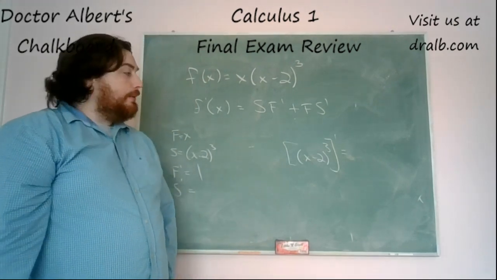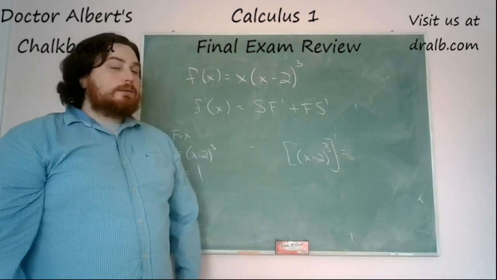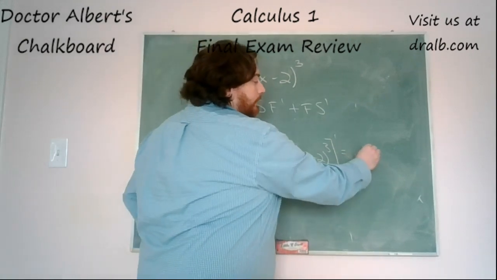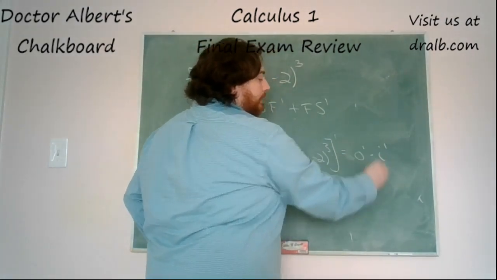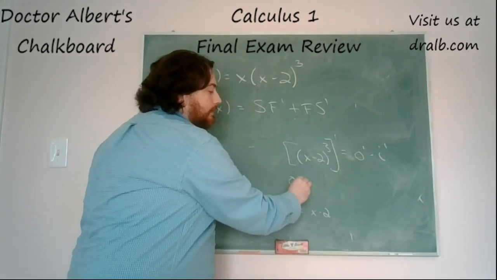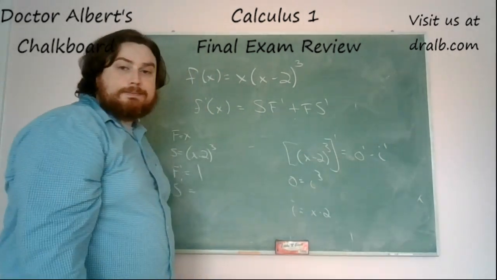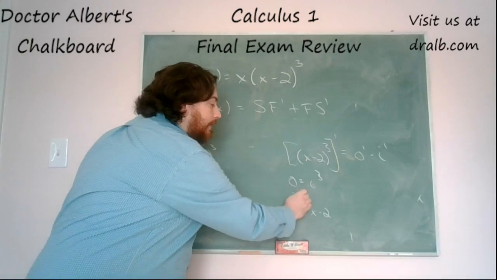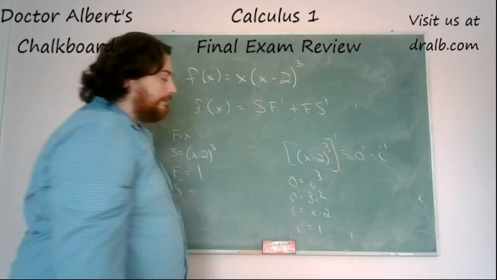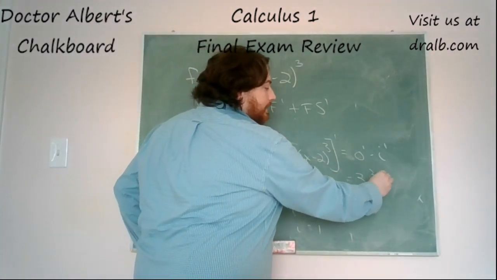Now as I look at that one, notice that I have a composition of functions. I have an inside and the outside, so I have to use a chain rule. So this is going to be the derivative of the outside times the derivative of the inside, where my inside function is x minus 2, and my outside function is i cubed. So the derivative of i cubed is 3i squared, and the derivative of x minus 2 is 1. So if I put these together, I get the derivative of the outside is 3i squared times 1.